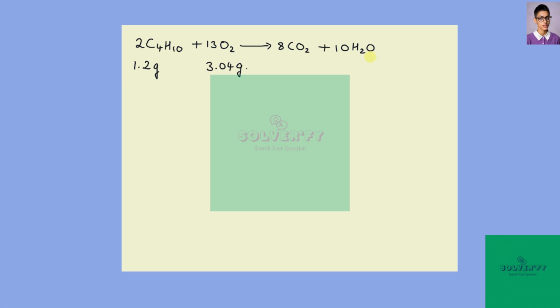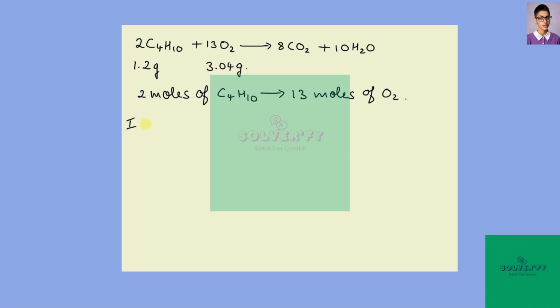So this is the balanced equation of the reaction of butane when it is combusted in oxygen to produce CO2 and H2O. From the balanced equation we can see that 2 moles of butane, which is C4H10, requires 13 moles of oxygen to completely react in this reaction.